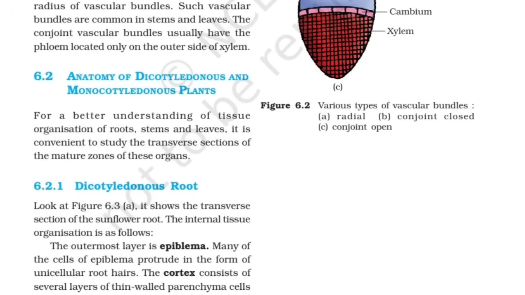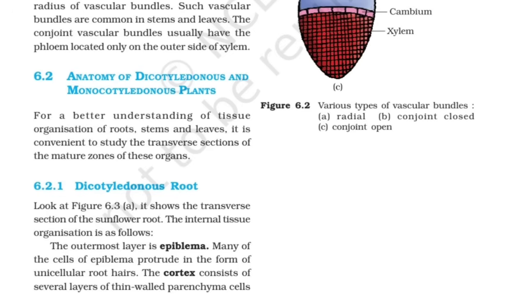Anatomy of Dicotyledonous and Monocotyledonous plants. For a better understanding of tissue organization of roots, stems, and leaves, it is convenient to study the transverse sections of the mature zones of these organs.